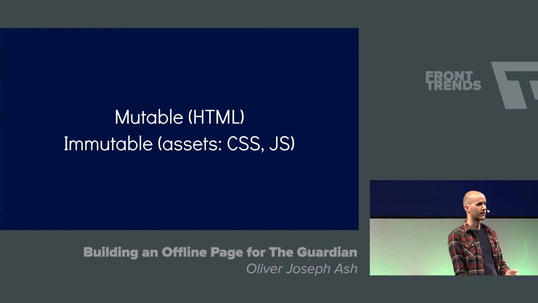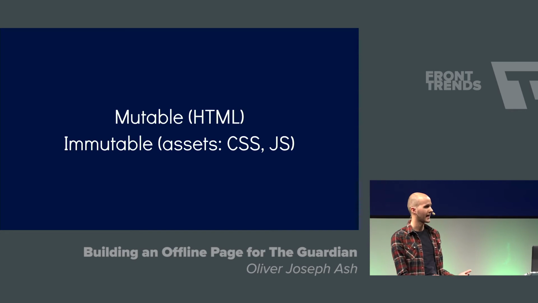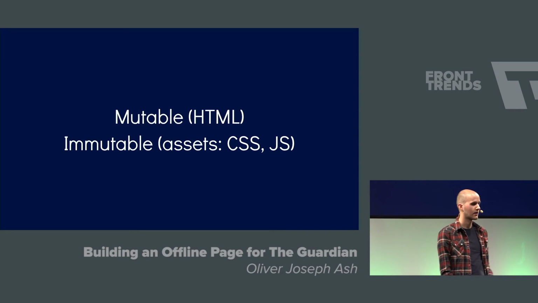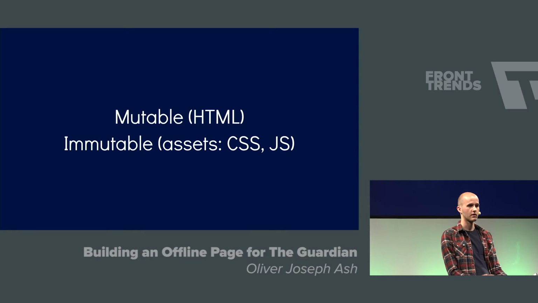HTML is mutable, so for a given URL, either theguardian.com or theguardian.com/offline page, the content changes. So we only cache that for 60 seconds. But CSS and JavaScript, we version those. So if you request some CSS, you'll always get that same CSS back.